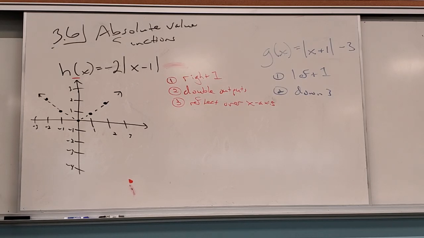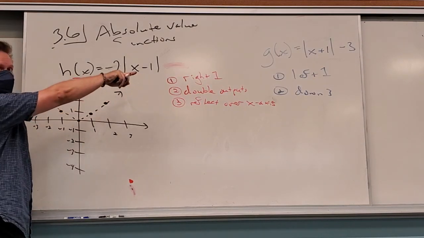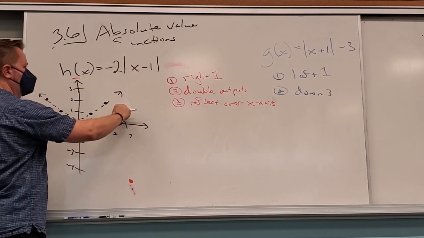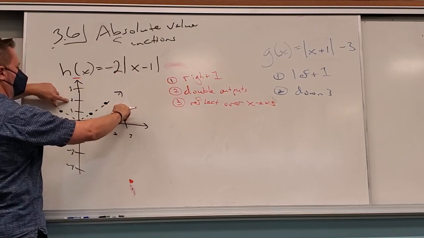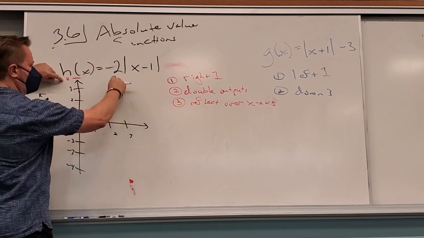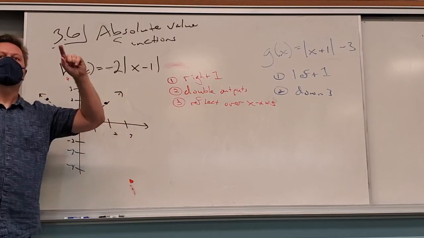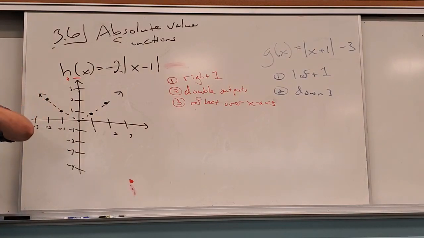You guys see what I just did? So again, pick a point. Do those things to it. Right one, double the output. So right now the output's two, now it's four. And then reflect. Once I collect everything that's happening, I do those things to each point.